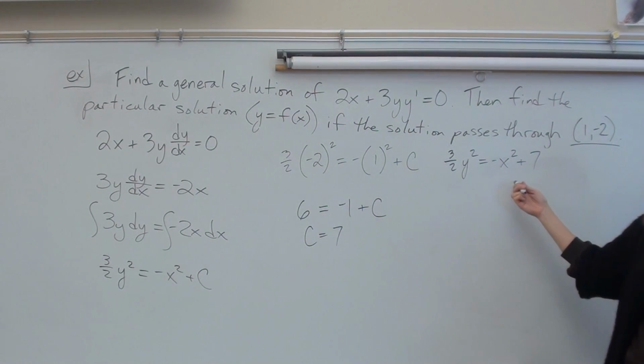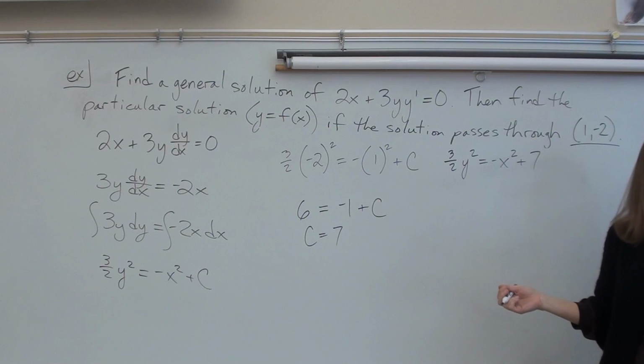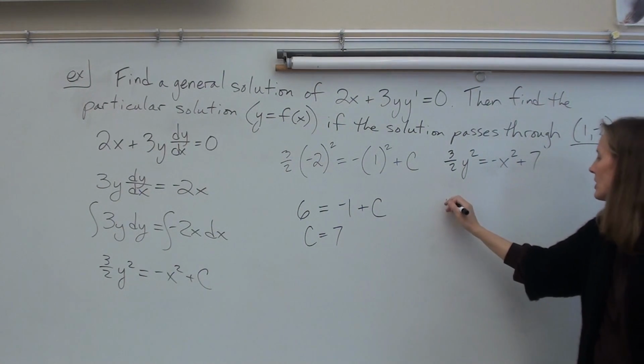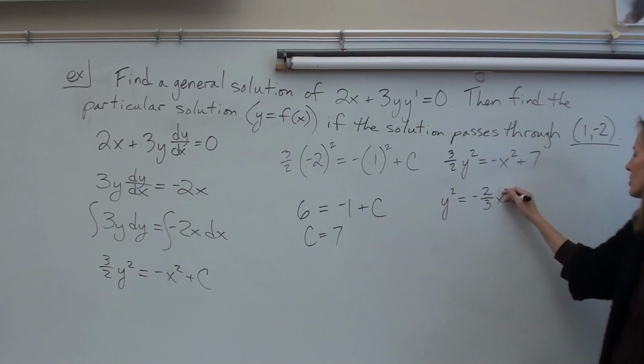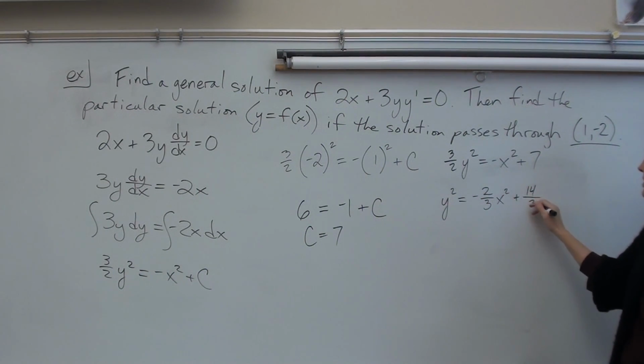Now we're going to solve for y. So what should I do first to solve for y? Multiply both sides by 2/3. So I get y squared equals negative 2/3 x squared plus 14/3.